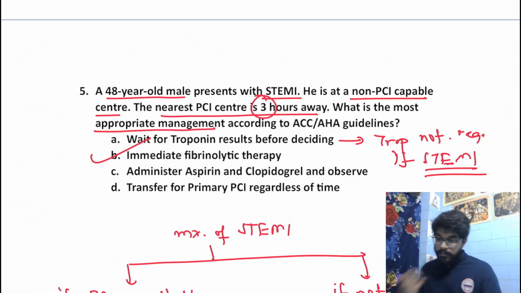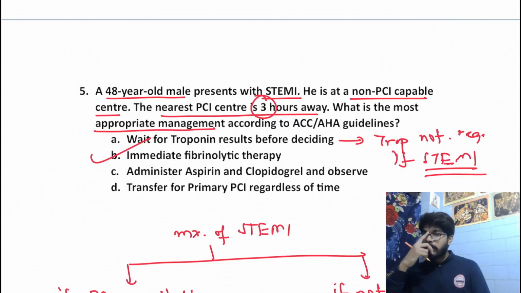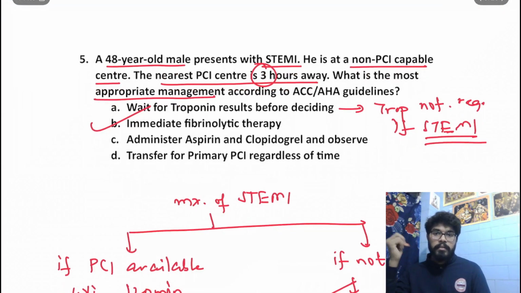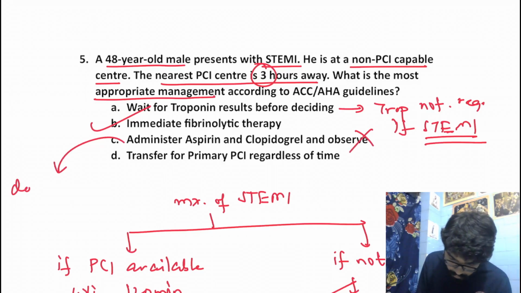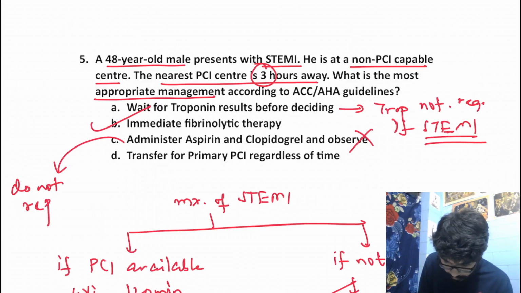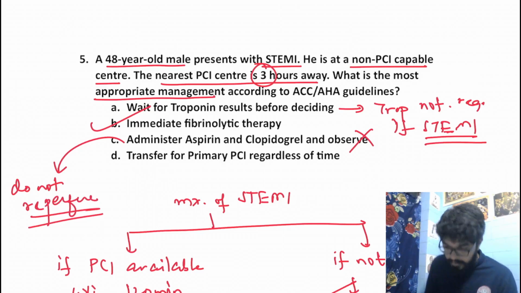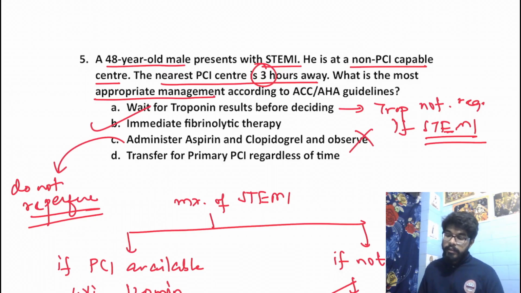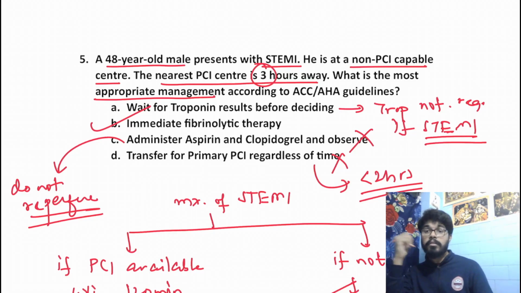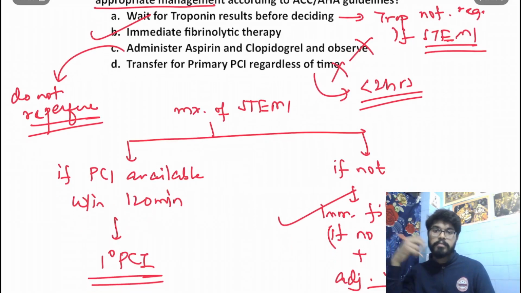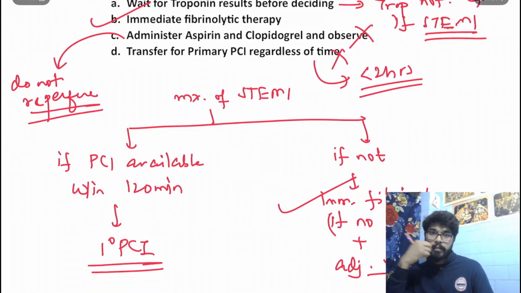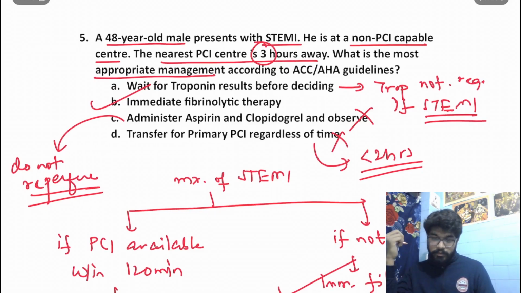Okay. Administer aspirin and clopidogrel and observe. See, we would administer aspirin and clopidogrel, but we won't observe, right? Aspirin and clopidogrel do not reperfuse the heart. Transfer to PCI center regardless of time? No, not regardless of time. It has to be done within 2 hours. If we cannot do that, then we have to go for fibrinolysis. So the answer over here would be B.